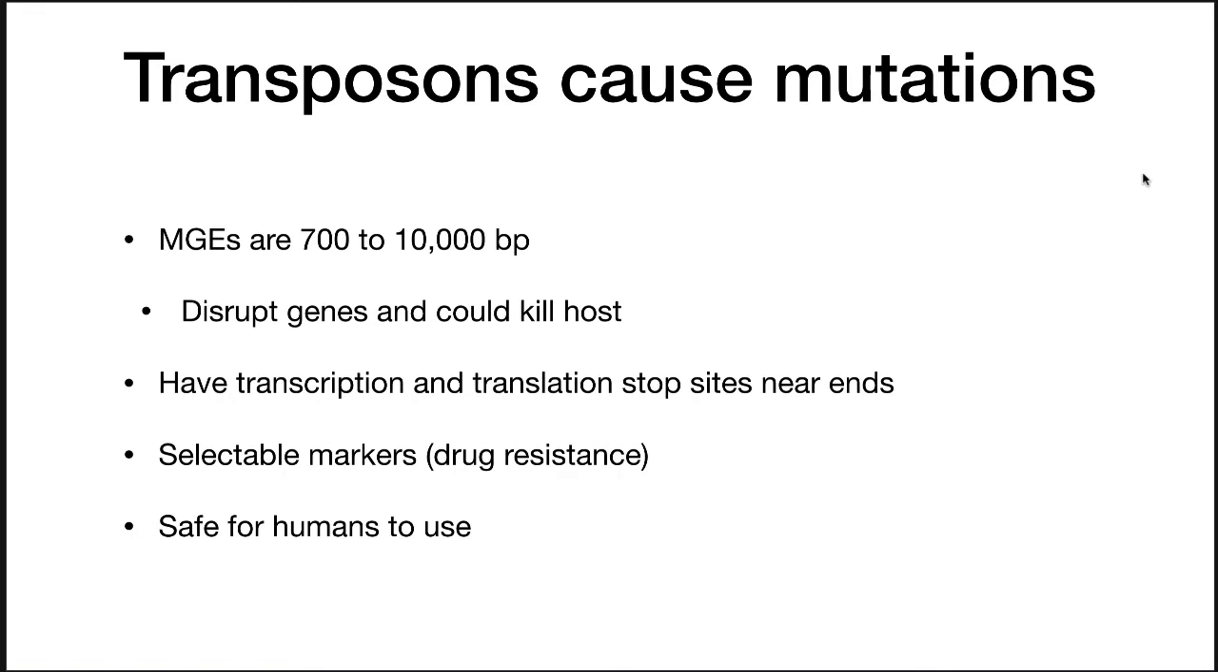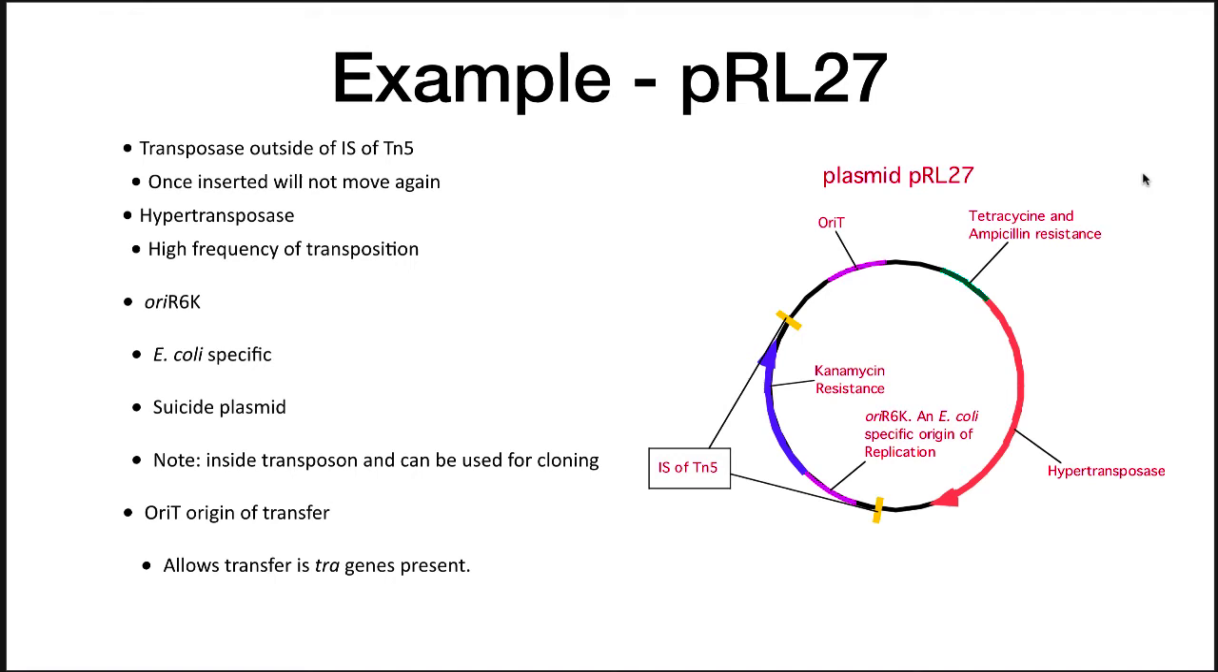Other types of mutagenic protocols, such as using UV light, ionizing radiation, or mutagenic chemicals, are dangerous to humans. So transposons are a very convenient way of disrupting genes. I'm going to talk through an example that we actually use in our advanced microbiology laboratory, and that is pRL27. This is a Tn5 that's been engineered in a number of different ways.